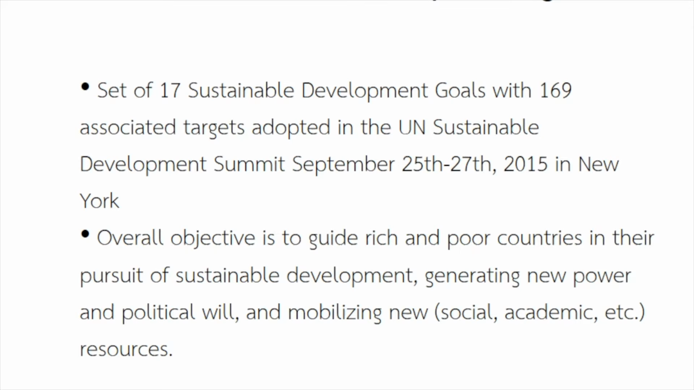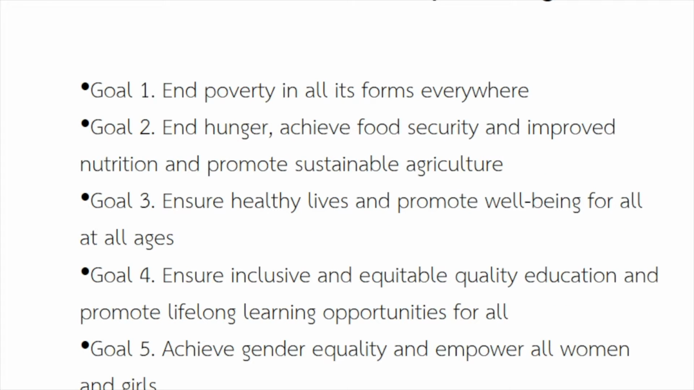And it also usually mobilizes new resources like social resources and academic resources. For academic resources, we can say that researchers at universities or at independent research institutes usually orient themselves using global goals of the United Nations, such as the Sustainable Development Goals, when they design their research and also when they ask for financial support from donors.